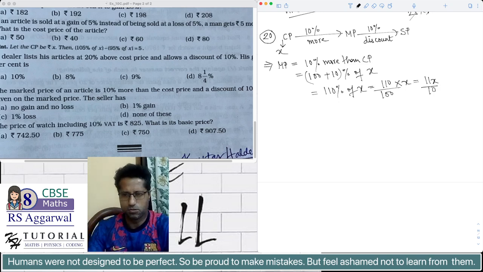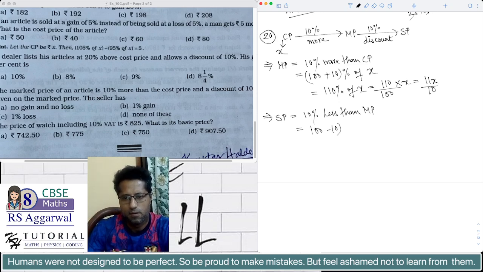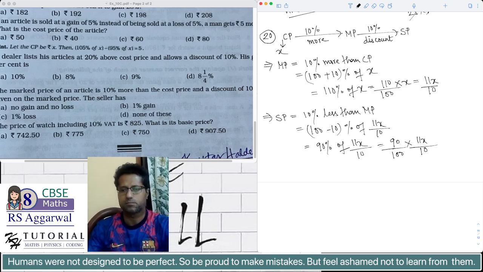Now from the mark price, there is also a discount of 10%. So we can say the selling price will be equal to 10% less than the mark price, which is equal to 100 minus 10% of the mark price, which is 11x by 10. This is equal to 90% of 11x by 10, which is 90 by 100 multiplied by 11x by 10.